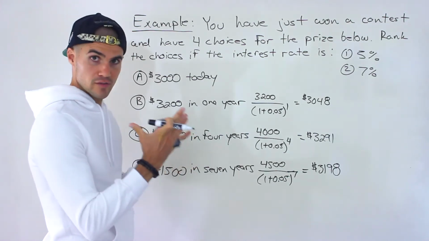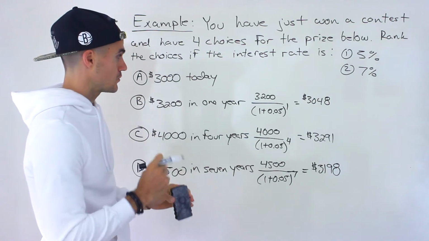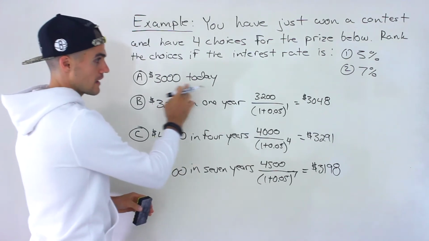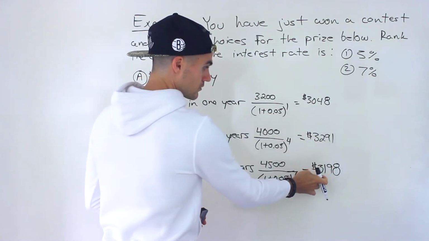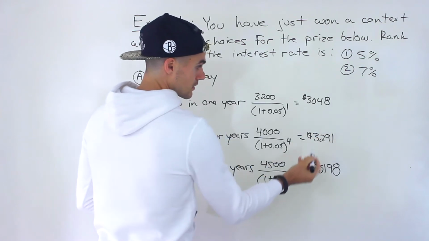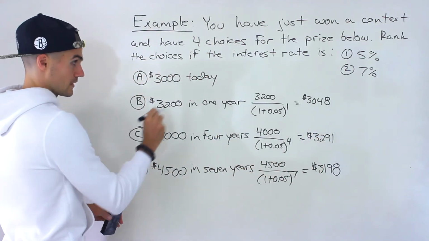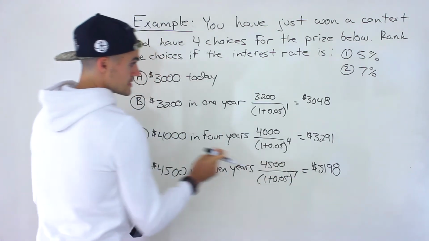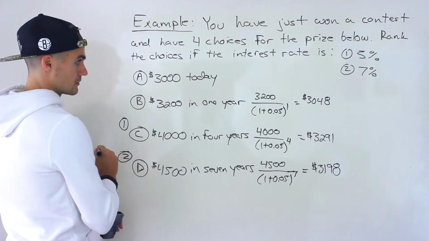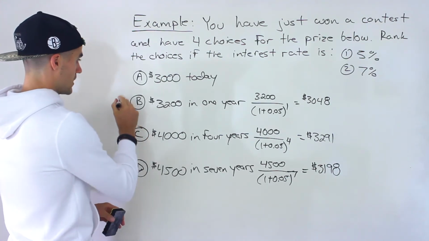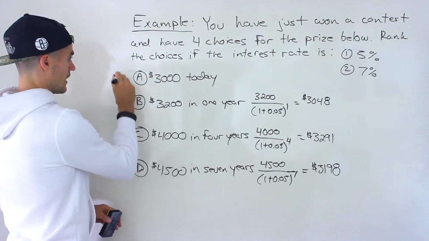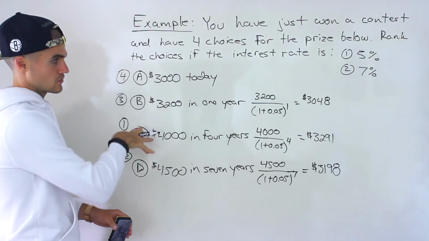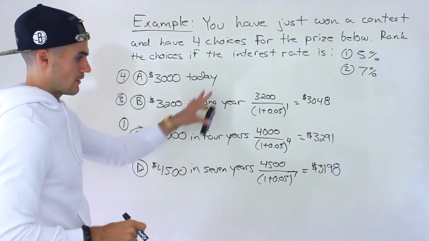And so now that we have everything present valued at time 0, we can now compare them. And what we want to do is we want to pick the largest prize. So out of 3,000, 3,048, 3,291, 3,198, this here is the largest prize. So with an interest rate of 5%, this would be number 1. Then this here, prize D, would be number 2. And then prize B would be number 3, and then prize A would be the lowest, number 4. Right, so that's what the rankings would be. Now that's how you manually do it.